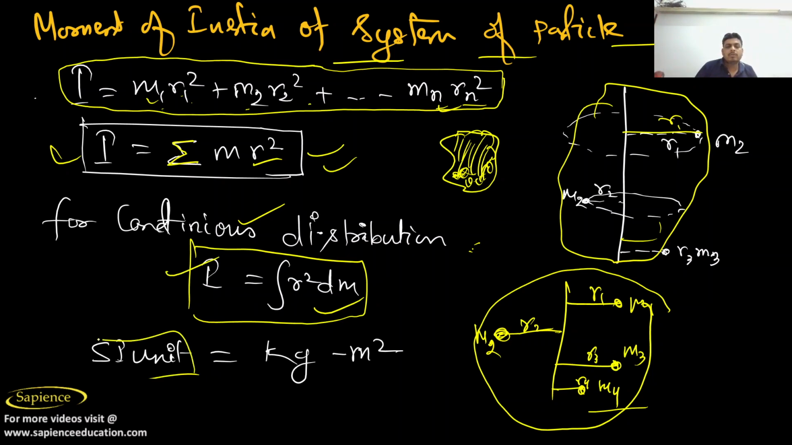Now what is the SI unit? The SI unit is kg meter square. Okay, I hope you have understood this, right?